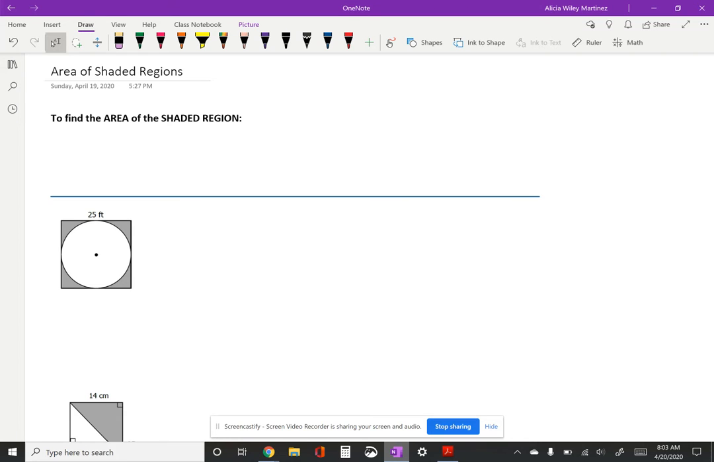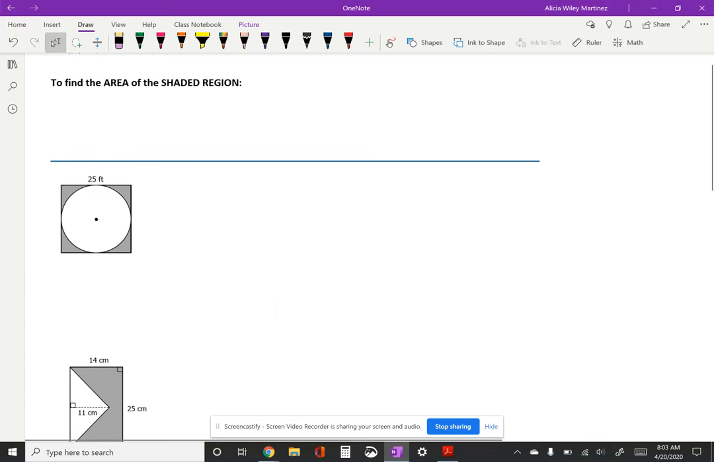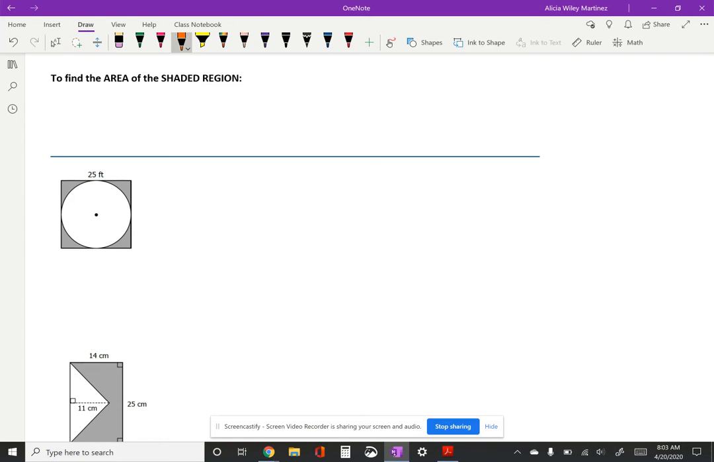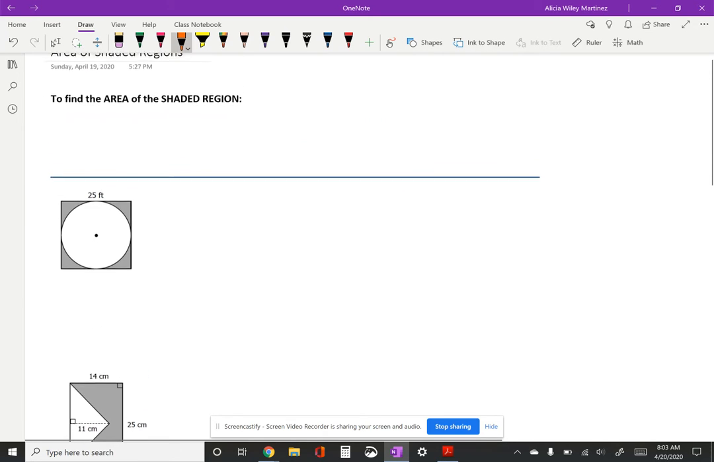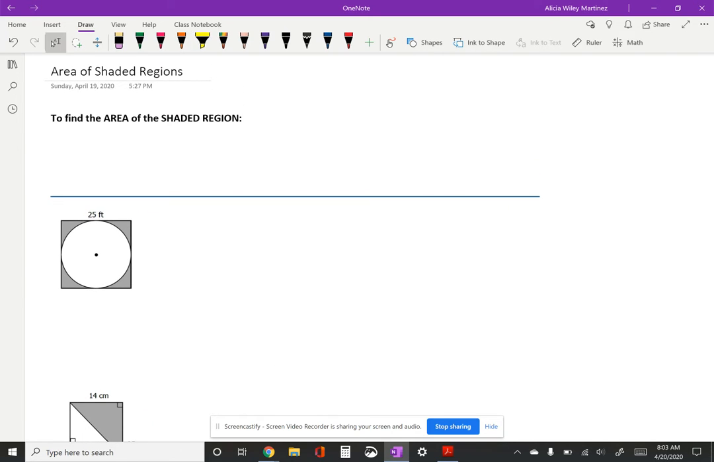Hello everybody, today I'm going to be talking about finding the area of a shaded region. So you can see some examples of this down below. Basically we are going to be given a problem and they want you to only give the value of the area of the portion of the shape that is shaded. So again, these are composite figures, but part of the picture is shaded, and that's the only area they want.